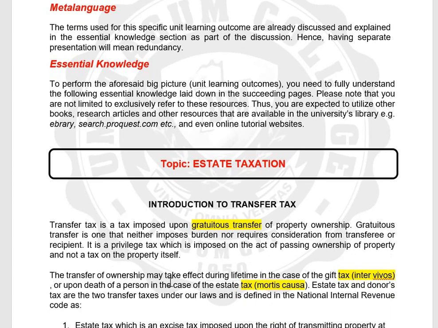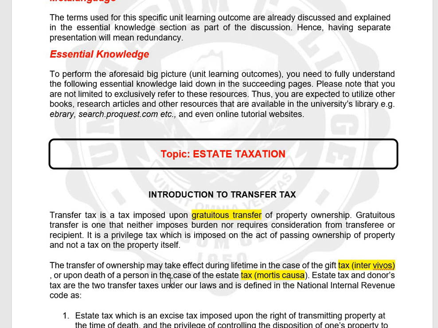So, the transfer of ownership may take effect during the lifetime, in the case of gift tax or donation inter vivos. So gift tax is a donor's tax. Or upon death of a person, in the case of estate tax or mortis causa. So, ito yung difference between the two.